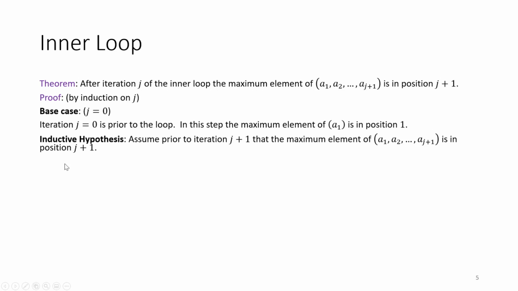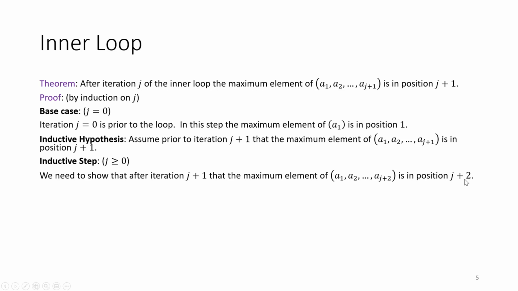So what does that mean? In our inductive step, we now need to argue that after iteration j plus 1, we're in the state that we should be in. Now what that means is retranslating this statement here in terms of j plus 2. So really, we just get it with j plus 2 in here. We just need to argue that the maximum element of this expanded list, now that includes j plus 2, sorry, is in position j plus 2.